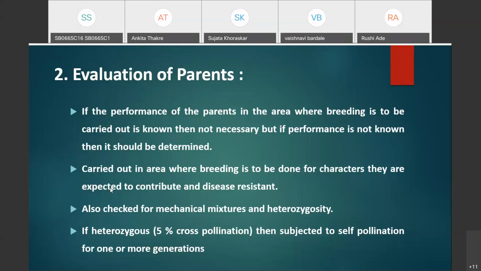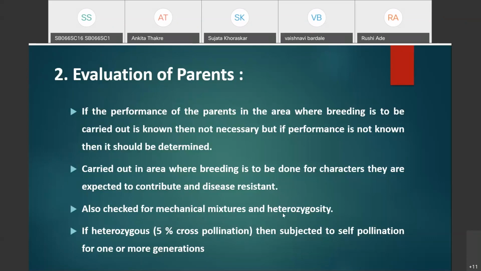is carried out in the area where the breeding is to be done for the characters they are expected to contribute and for the disease resistance. Then also these parents are evaluated for the mechanical mixtures and the heterozygosity. Okay, mechanical mixture means the seeds of these parents may get mixed with the seeds of the other variety or the weed seeds. That's why these parents should be evaluated for the mechanical mixtures and also for the heterozygosity.